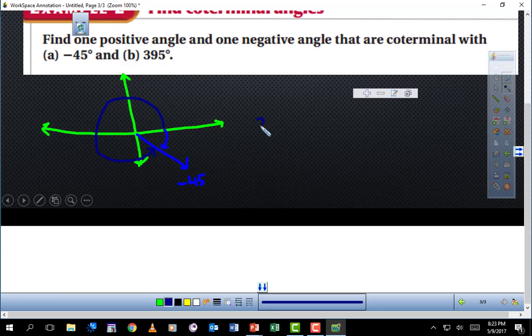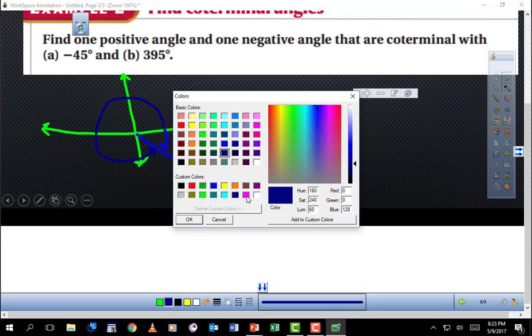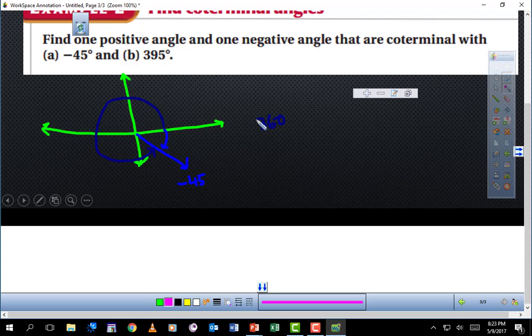In fact, remember 360 degrees is a full circle, and that's kind of a hideous color, so let me use a different color. Let me use this pink color. That's 360 degrees. And so we've gone around basically a full circle this way, and we're only 45 degrees short of that. Well, if a full circle is 360, if we subtract off 45 degrees, we will have the measure of this angle going this way. Okay, and that will be our positive angle.